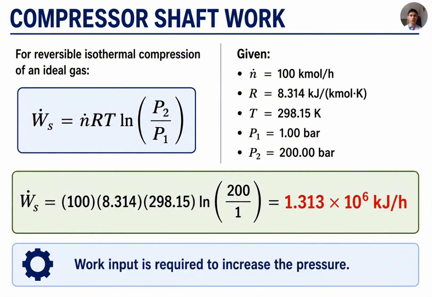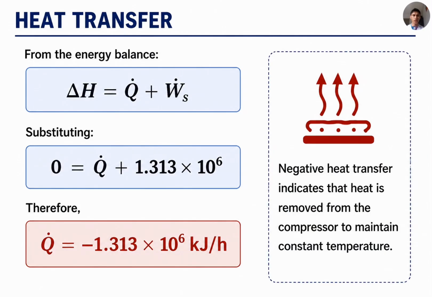Using the reversible isothermal compression equation, the required shaft work is calculated as 1.313 times 10 to the power of 6 kilojoules per hour. This positive value means that external work must be supplied to increase the gas pressure from 1 bar to 200 bar. From the energy balance equation, since the enthalpy change is 0, the heat transfer must balance the shaft work.